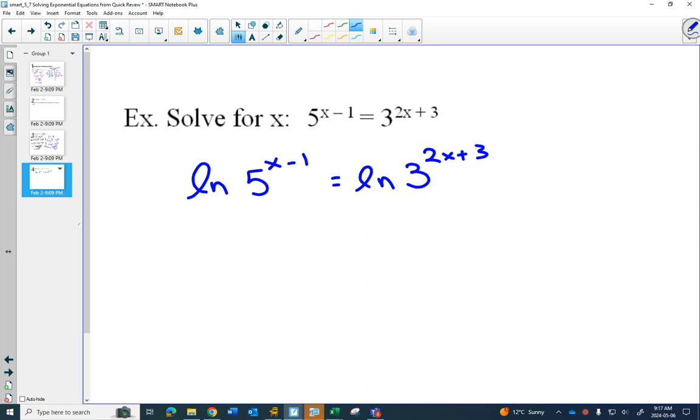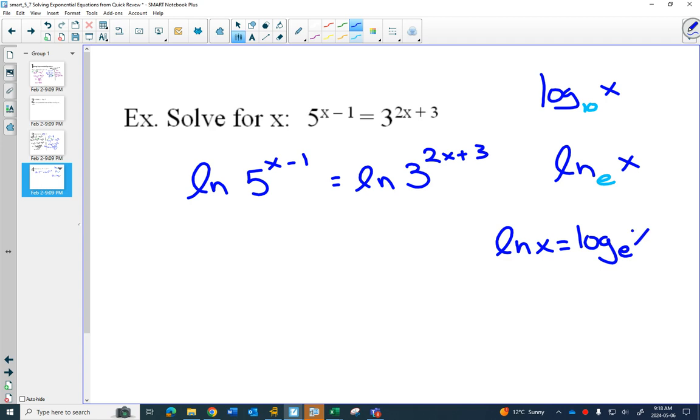Plus, in calculus, you're going to use natural logs a whole lot more than logarithms, so may as well get used to it. Is there any difference? Yeah, well, a log has a hidden base, and a natural log has a hidden base. What's the base of a log? 10. What's the base of a natural log? E. The number E. So technically, natural log of x is exactly the same as log base E of x.